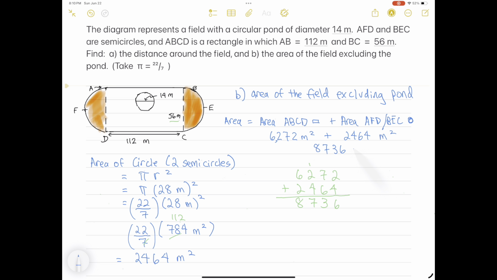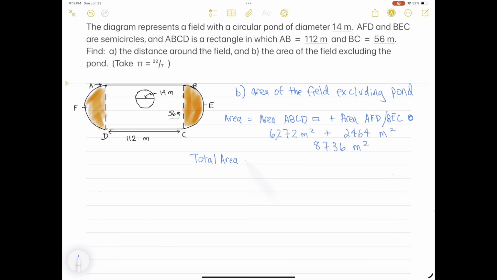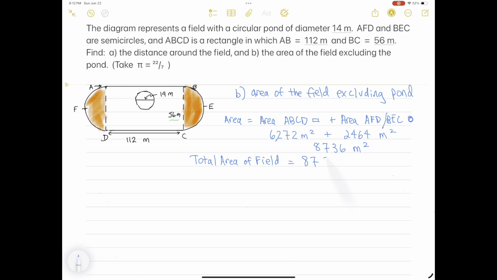I write 8,736 square meters under the problem, and now I am ready to figure out the area of the pond so that I can exclude that area from the total area of the field. So the area of the pond would be the area of a circle with a diameter of 14 meters. The formula for area of a circle, or the circle pond, is pi r square.